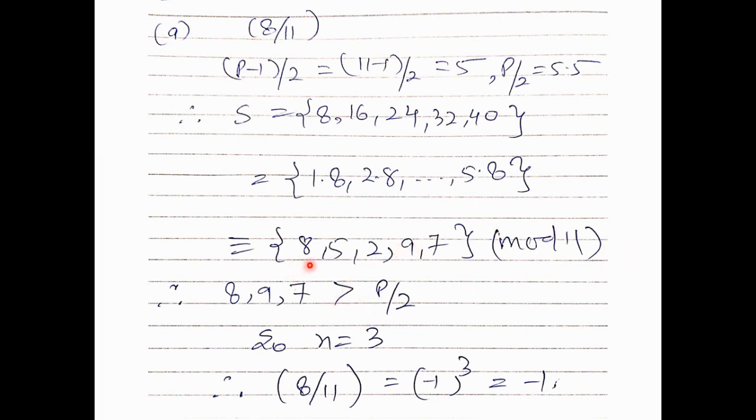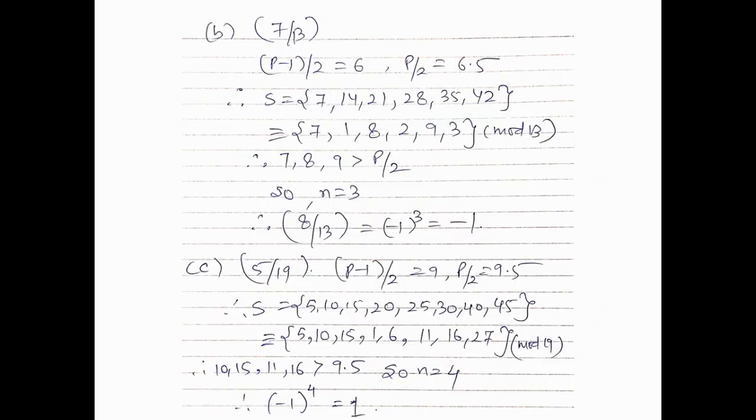Then check the values which are greater than p by 2, that is greater than 5.5. Then 8, 9, 7, these three values are greater than p upon 2. That means n is 3. So the Legendre symbol 8 upon 11 has value minus 1 to the power 3. That is minus 1. So this is how we use Gauss lemma.